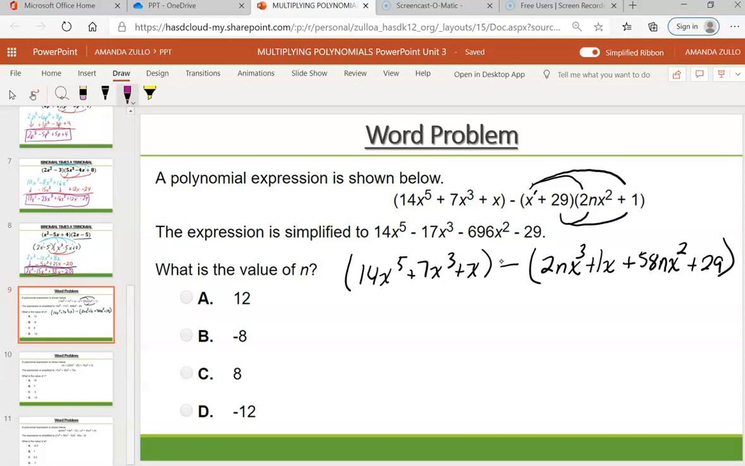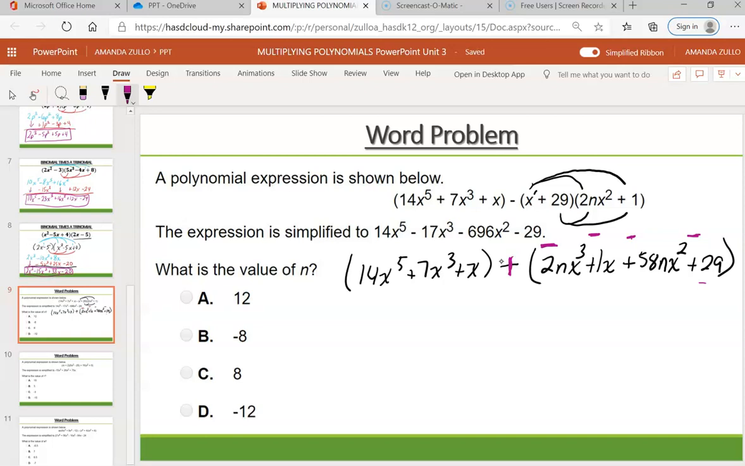Now, this becomes a subtraction problem. You have 14x^5 plus 7x^3 plus x minus this quantity. Because it's subtraction here, you have to change every single sign in this quantity. So a positive 2nx^3 turns into a negative. Positive 1x is a negative. A positive 58nx^2 becomes a negative, and a positive 29 also becomes a negative. Okay, so we switch every single one of our signs in the second quantity. Once you change them, you could change this minus into a plus.